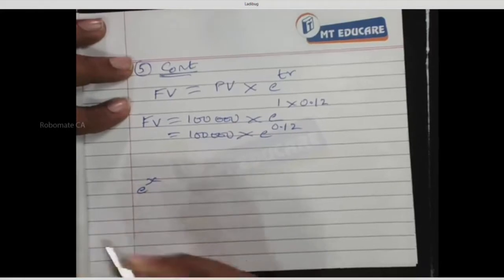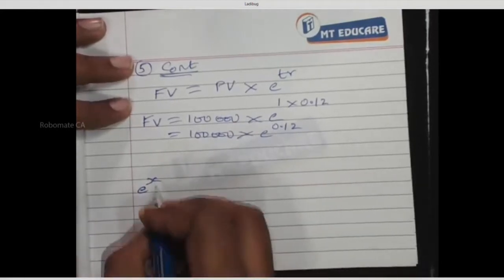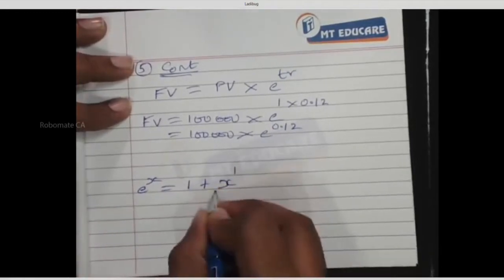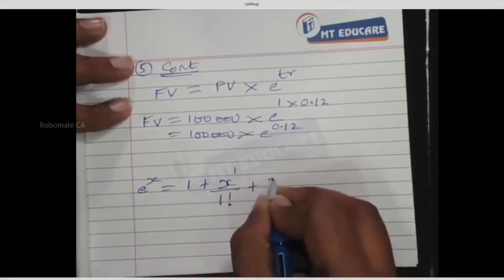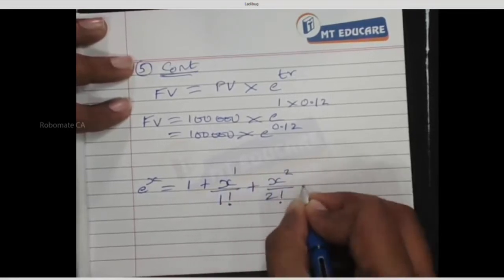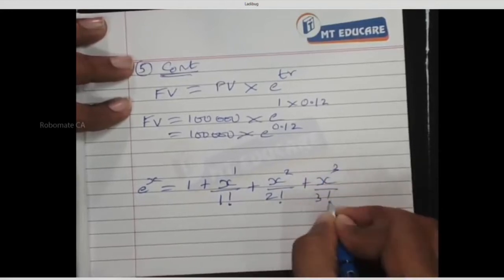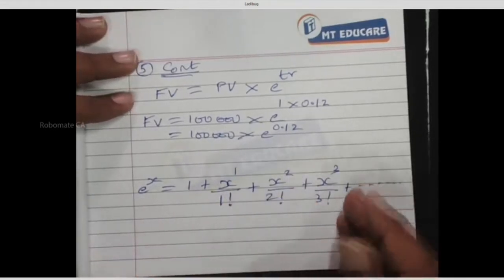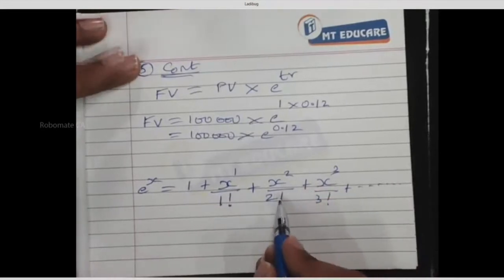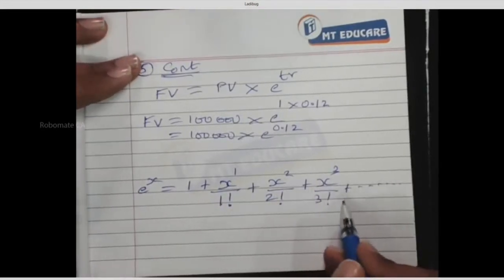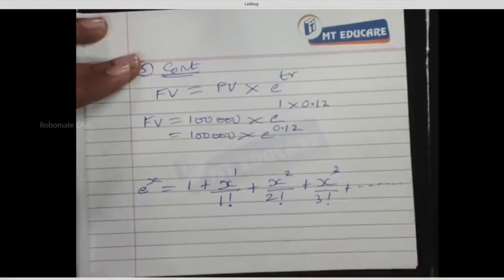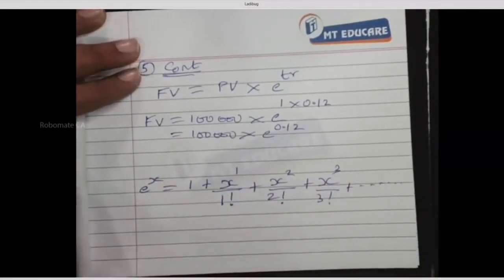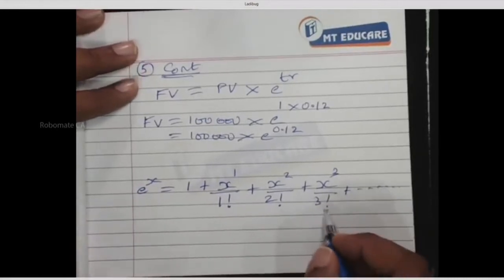So, e raised to x, e power x, is calculated as 1 plus x by 1 factorial plus x squared by 2 factorial plus x cubed by 3 factorial, and it keeps on going. Up to 3 factorial, a high level of accuracy can be obtained. Some books even stop at 2 factorial, not an issue. You can go up to infinity, but the difference will be in the 6th or 7th decimals. I don't want such accuracy, so you can stop with x cube by 3 factorial. Can I proceed or not?